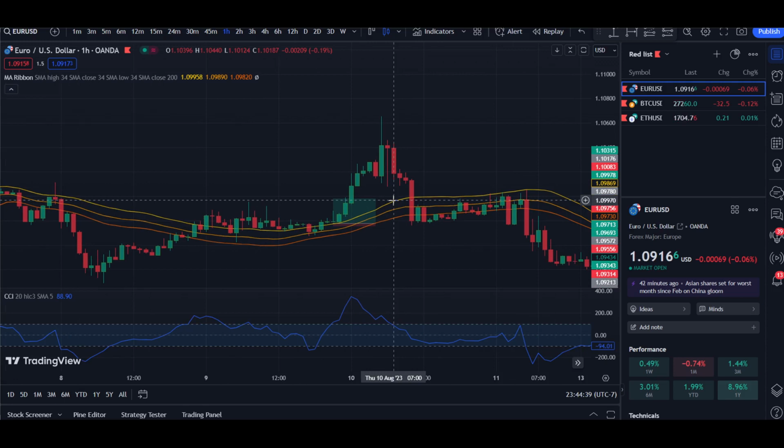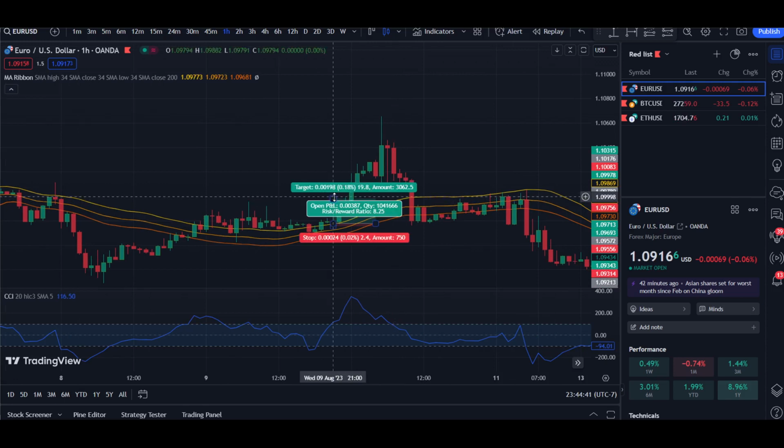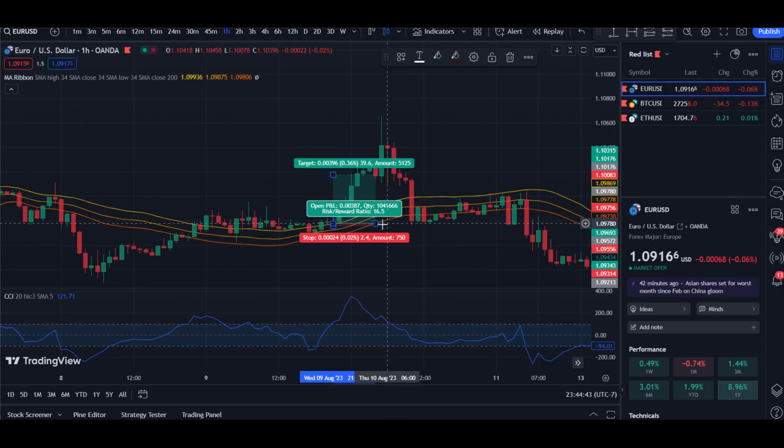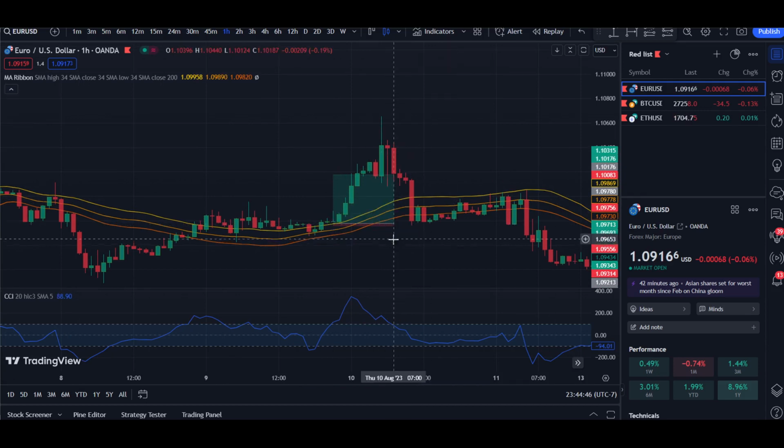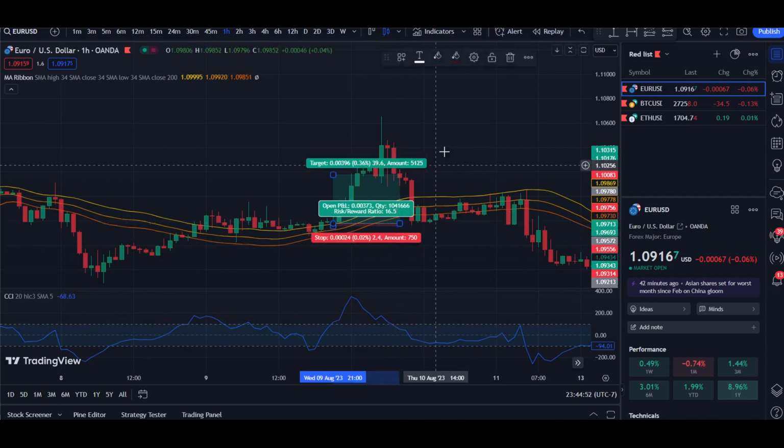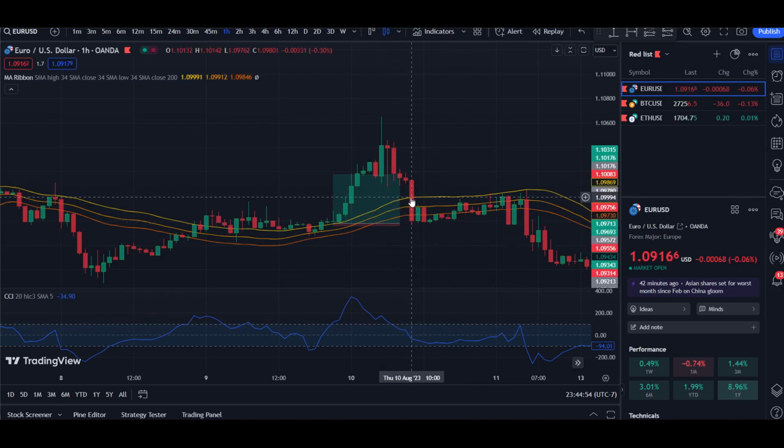Now, for closing out the remainder of the position, there are a couple different things that you can do. One thing you can do is wait for the CCI to re-enter the 100 channel. After that closes, you can get rid of the remainder of your position, or you can wait until the price action touches the very top of the ribbon.